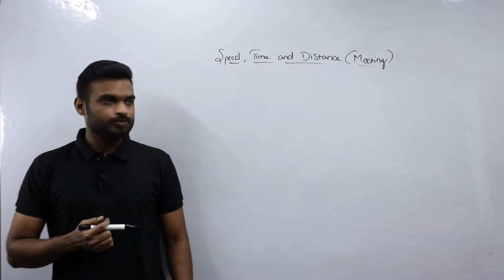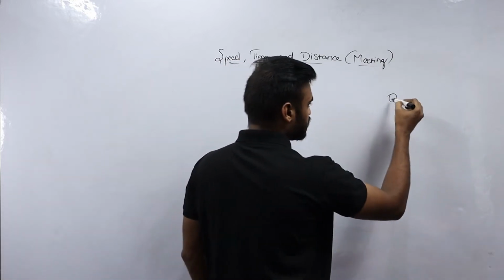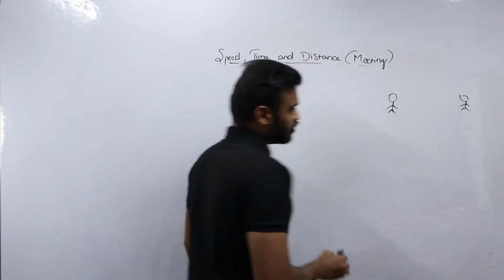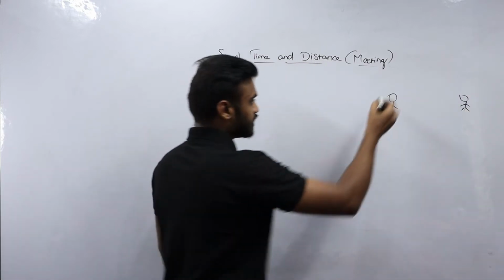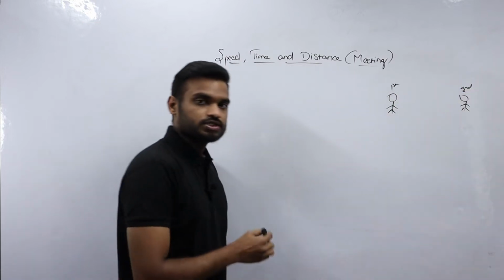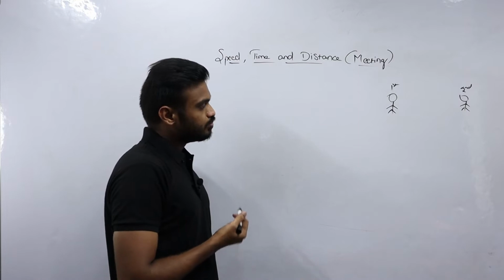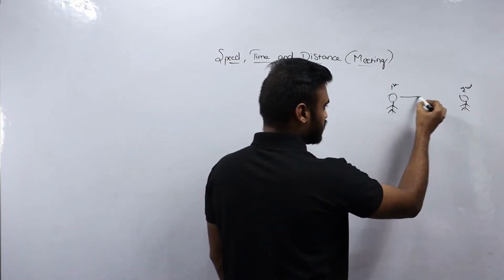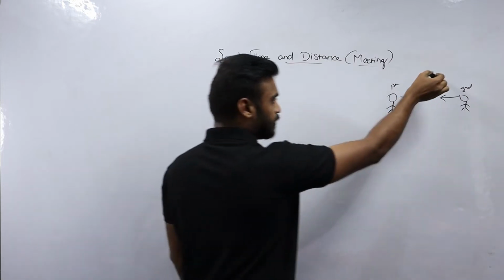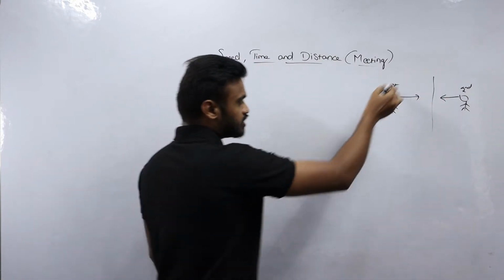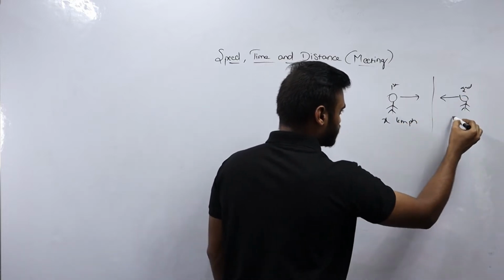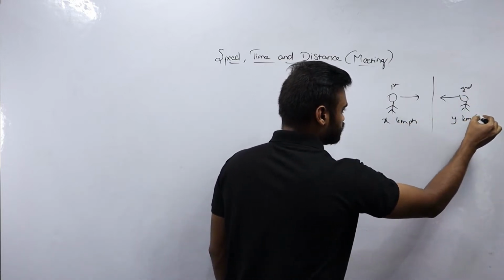Okay, now let's take one example. Suppose assume that there is one person here and there is another person here. This is the first person and this is the second person. Now, both persons want to meet each other. In order to meet each other, the first person is traveling towards the second person and the second person is traveling towards the first person. That is in the opposite direction. Assume that the first person is traveling with a speed of x km per hour and the second person is y km per hour.